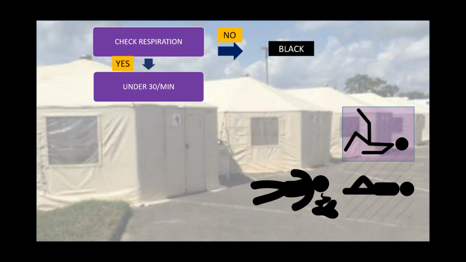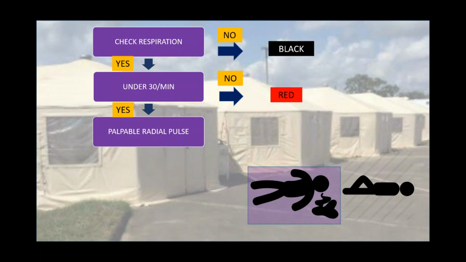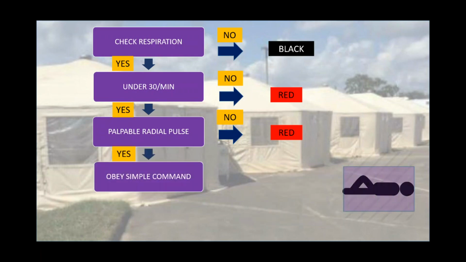Is it under 30 breaths per minute? If it's more than 30 breaths per minute, triage red to the victim. If the rate of respiration is below 30 per minute, check for palpable radial pulse. This is the P component, perfusion. If there is no palpable radial pulse, triage the victim as red. If there is palpable pulse, move to the third component, M, for mental status.